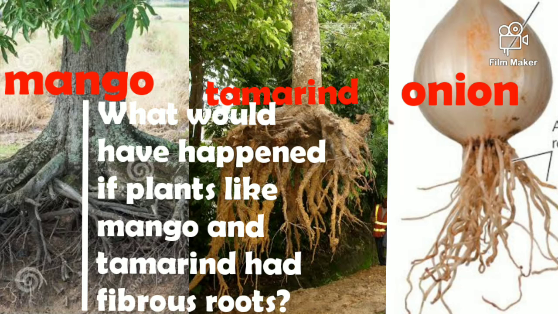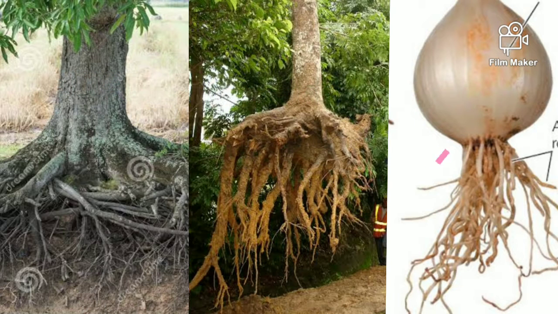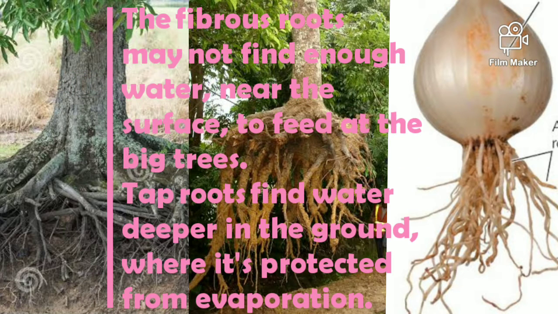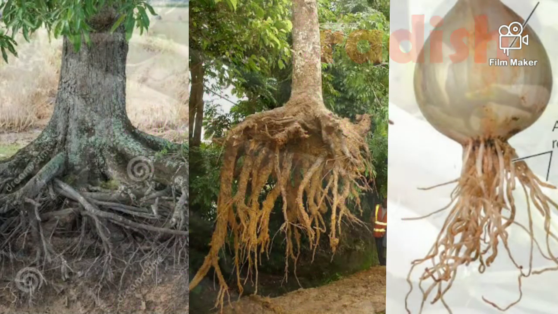What would have happened if plants like tamarind, banyan and mango had fibrous roots? The fibrous roots may not find enough water near the surface to feed the big trees. Taproots find water deeper in the ground where it's protected from evaporation.